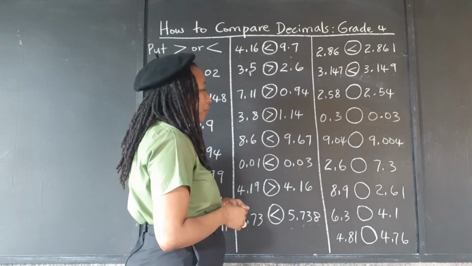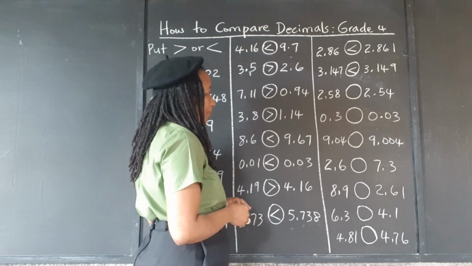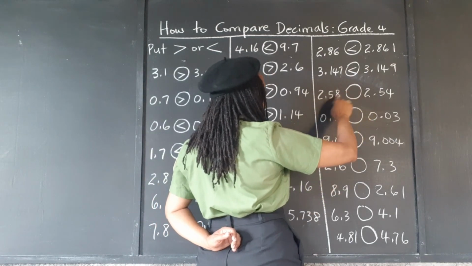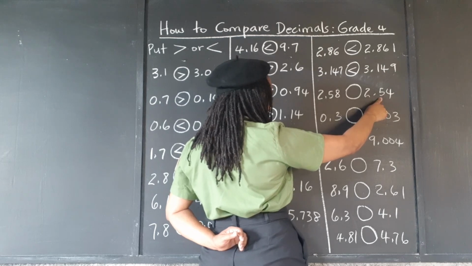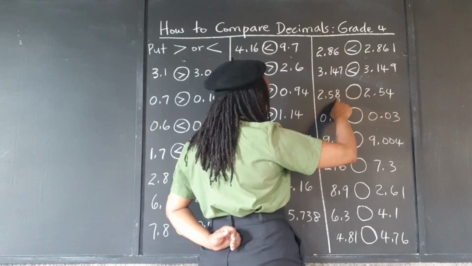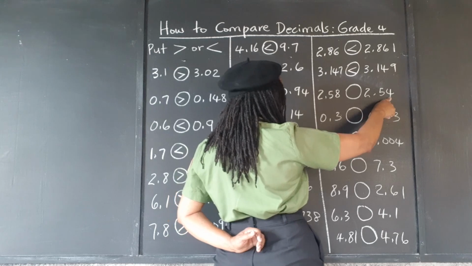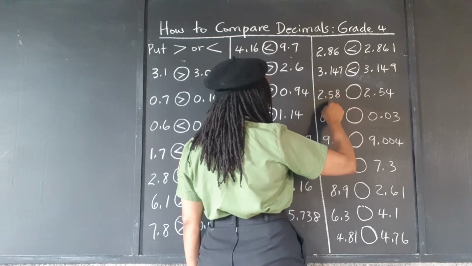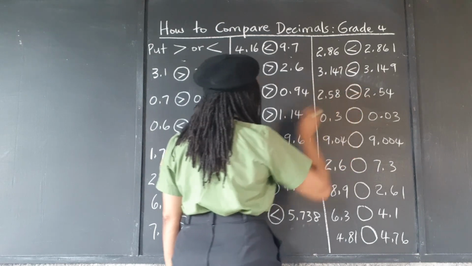2.58, 2.54. They both have a 2 in the ones place. They both have a 5 in the 10th place. This has an 8 in the 100th place, and this has a 4 in the 100th place. 8 is bigger than 4. This is the bigger decimal.